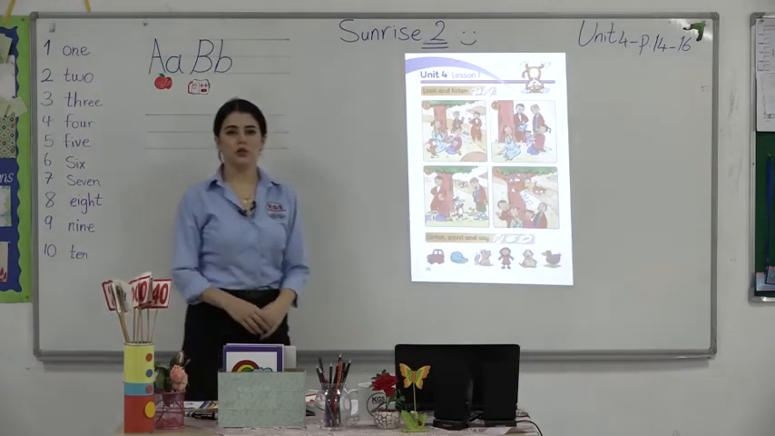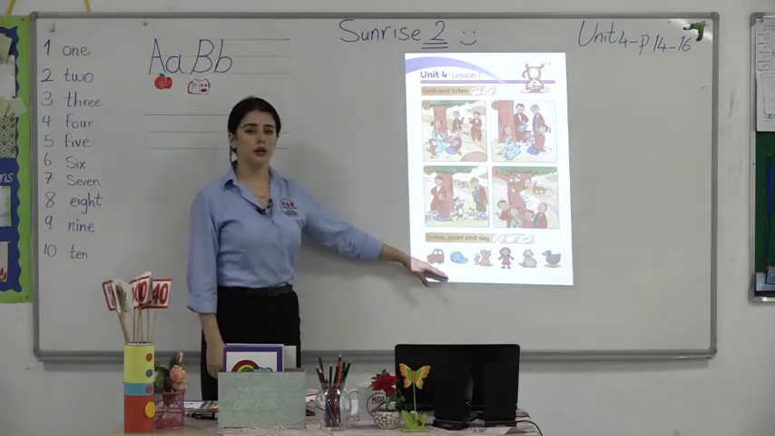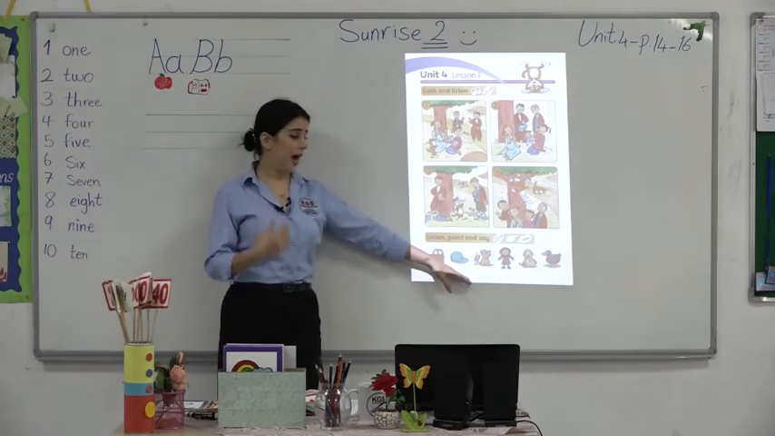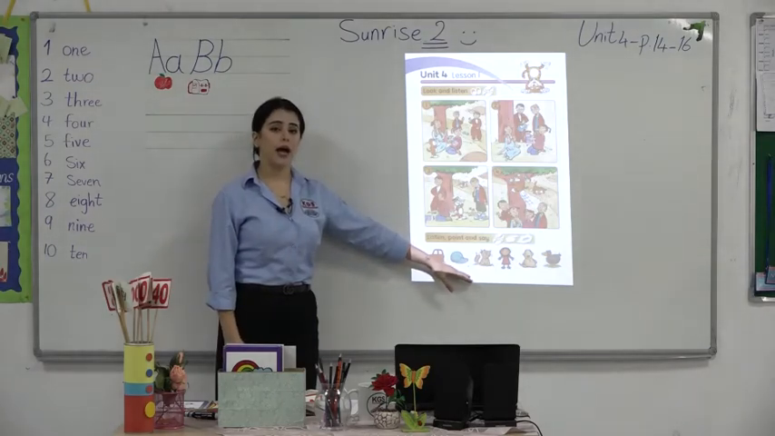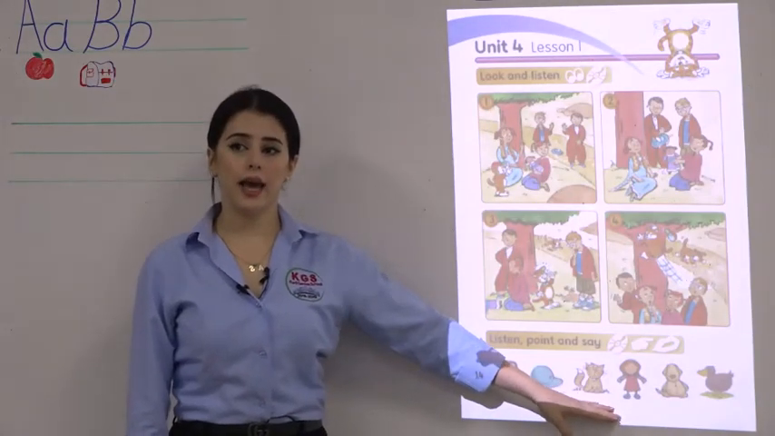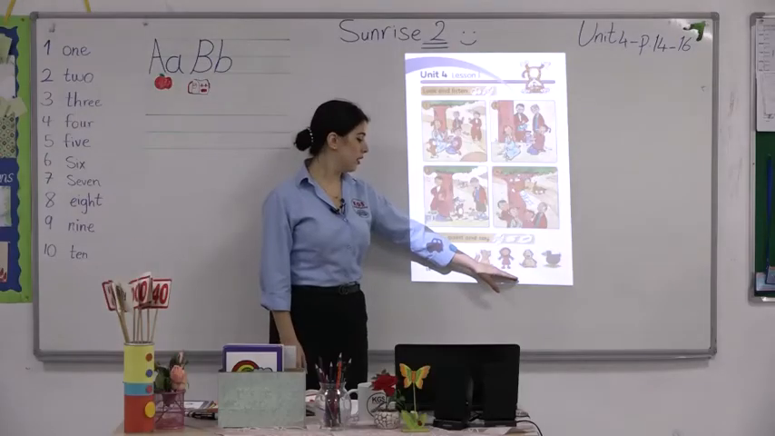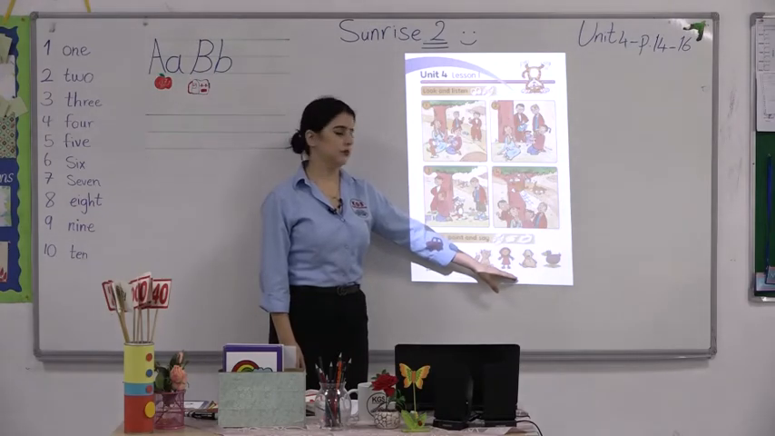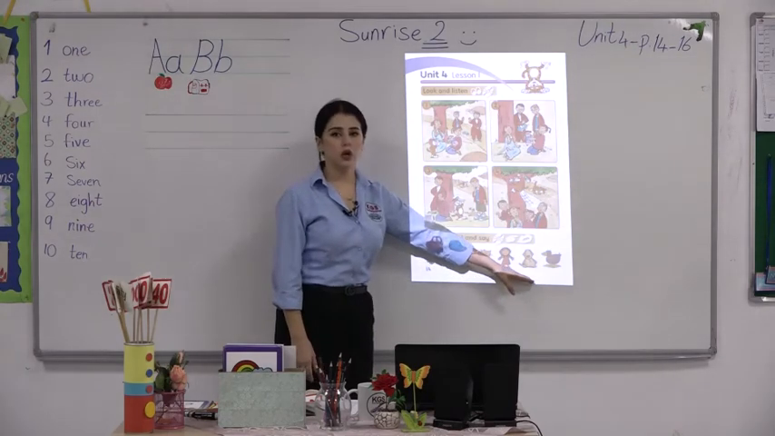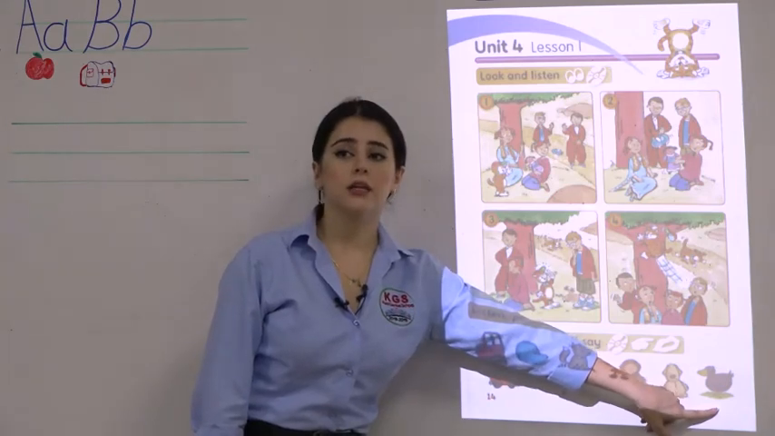Well done. Now I want you to repeat after me. I have a car. I have a cap. I have a cat. I have a doll. I have a dog. I have a duck.